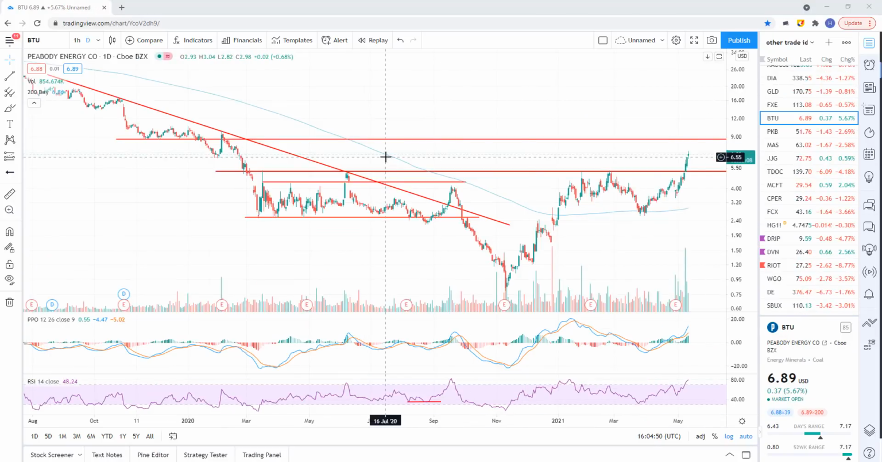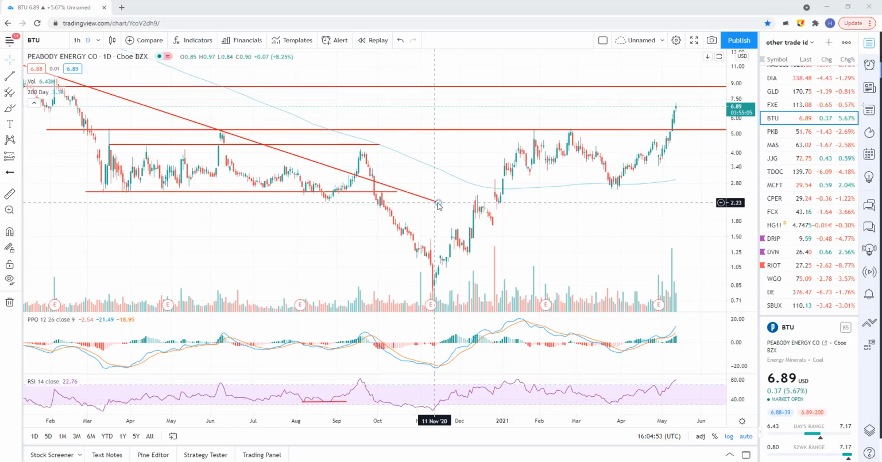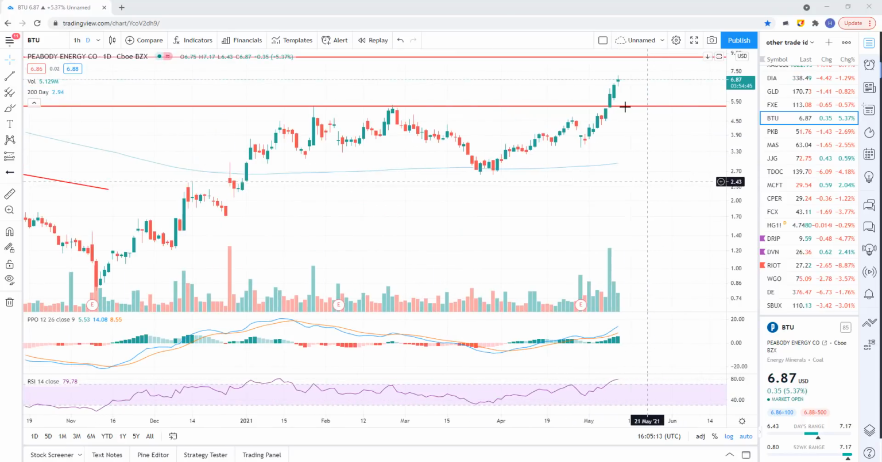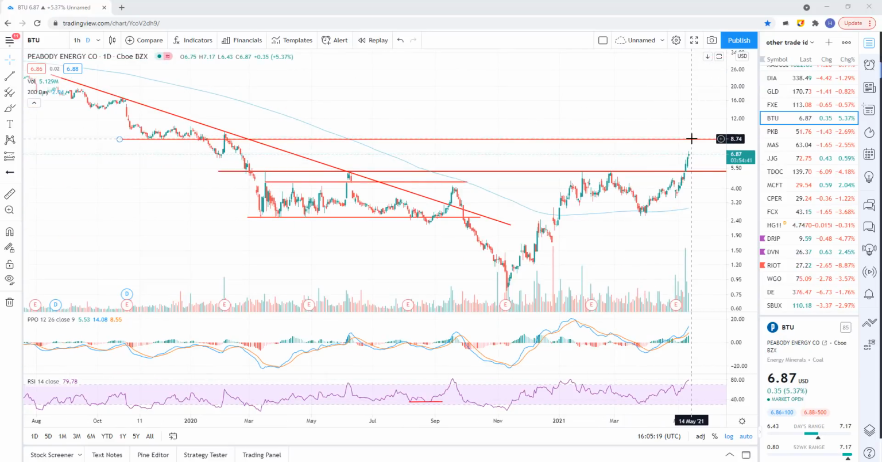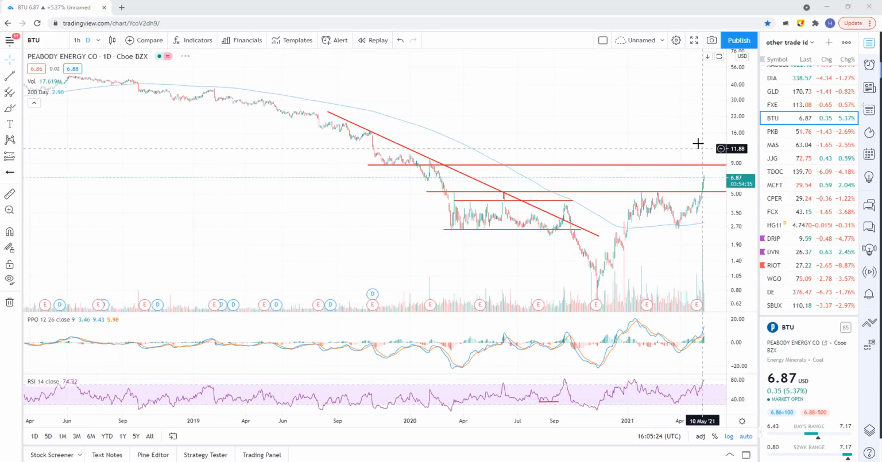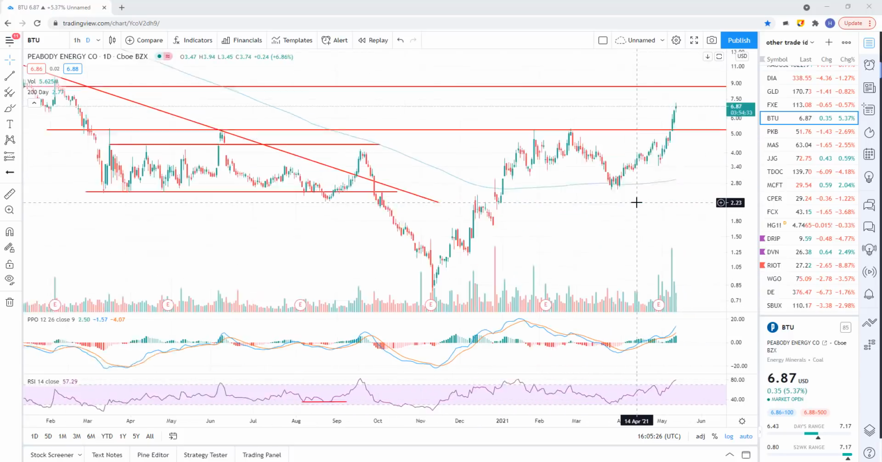I noticed this one the other day. BTU, which is Peabody Energy. The trade's already started, so it's not really an actionable trade at this point. I wouldn't jump on it. I'm not in it. But we did have this major level of resistance right here at about 522. And we basically have a breakout. There's your breakout right there. It's pretty impulsive, too. So I think we're probably going to run right up to 867 as the next level of resistance. Yeah, that's really all I see right now on that one.